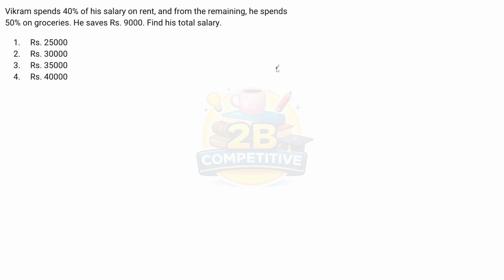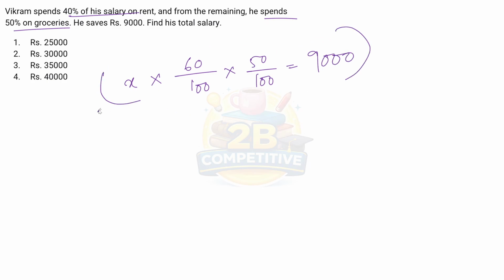Next, Vikram spends 40% of his salary on rent, and from the remaining he spends 50% on groceries. Okay. Total salary X, 40% on rent. So remaining will be 60. Spends 50% on groceries, so remaining 50. He is saving 9,000. So solving this, we will find the total salary. So solve this and answer in the comment section.